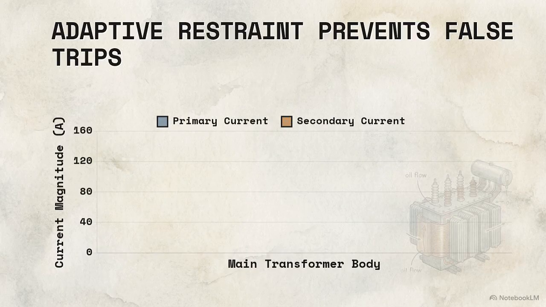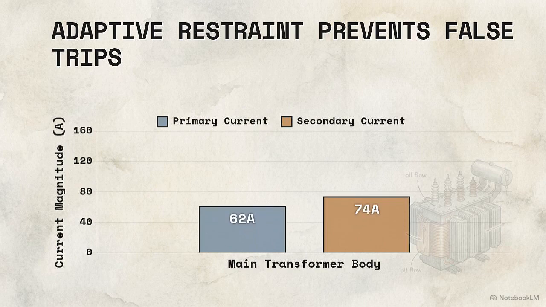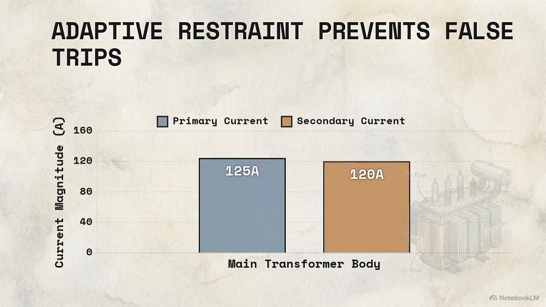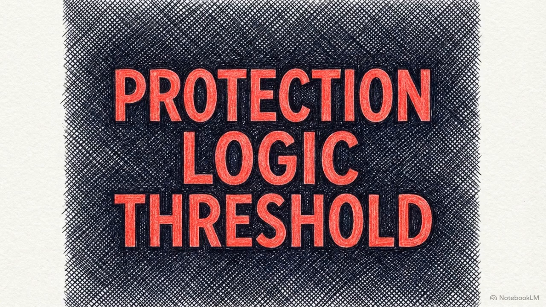To manage these discrepancies, the relay calculates a restraining current. This baseline measurement, typically the maximum current entering or leaving the transformer, biases the relay against tripping during heavy external loads. The relay issues a trip command only when the differential current exceeds a specific percentage of that restraining current.